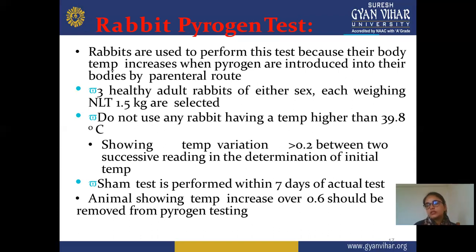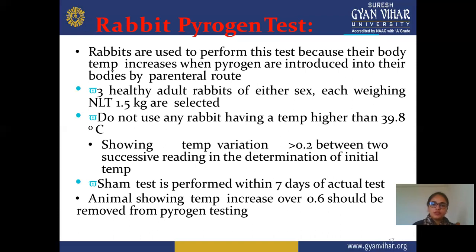Means before starting these tests, you should check the temperature of that rabbit. It should be not more than 39.8 degrees Celsius. If it's more than this limit, then you change your rabbit and use another rabbit. And showing temperature variation of plus minus 0.2 between the 2 successive readings in the determination of initial and final temperature. Means plus minus 0.2 is accepted, and results more than 0.2 between 2 successive readings from initial and final are not accepted.